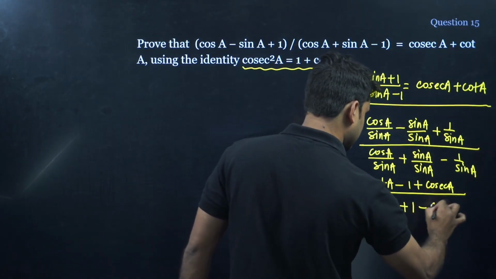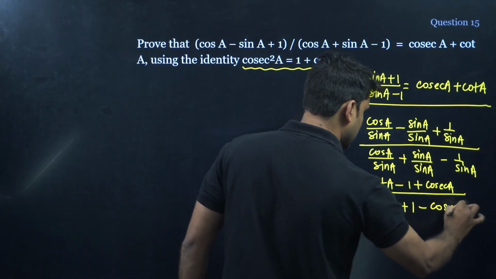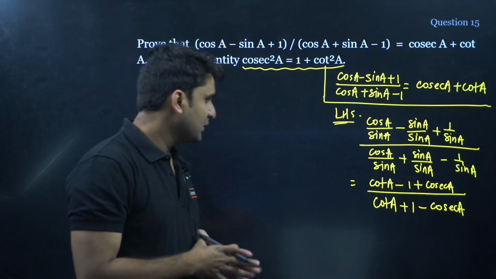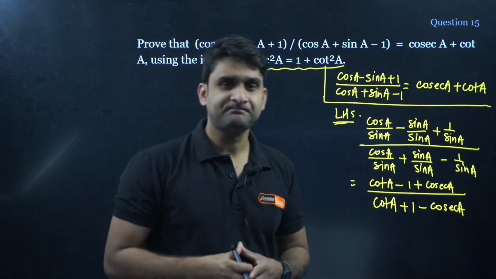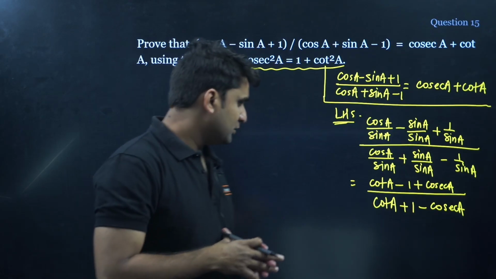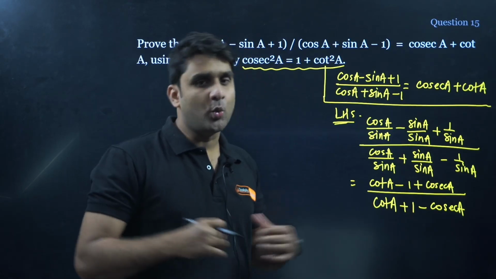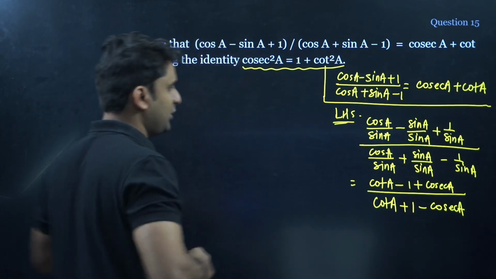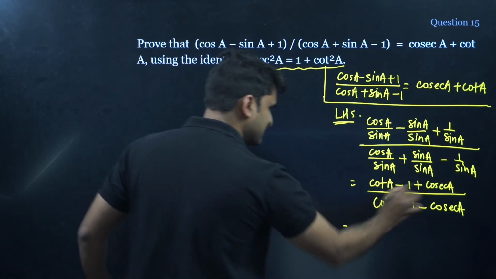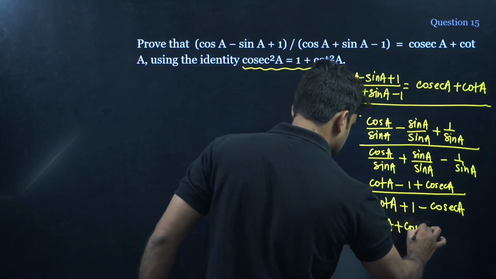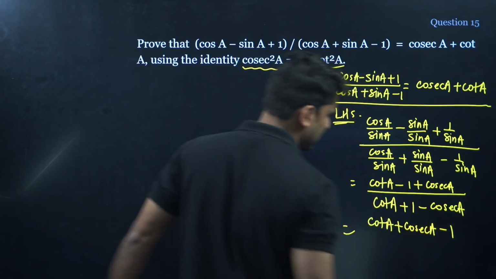1 by sin A is equal to cosec A. Clear, guys? Clear, everyone? So this is the funda here. Now let's do one thing. We can write this function as cot A plus cosec A minus 1.